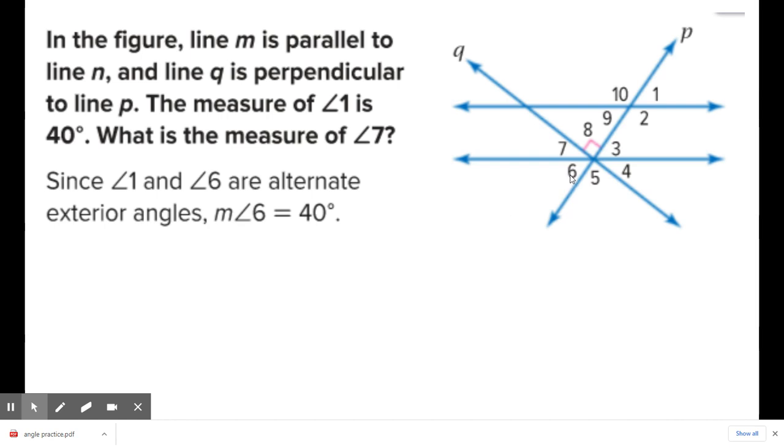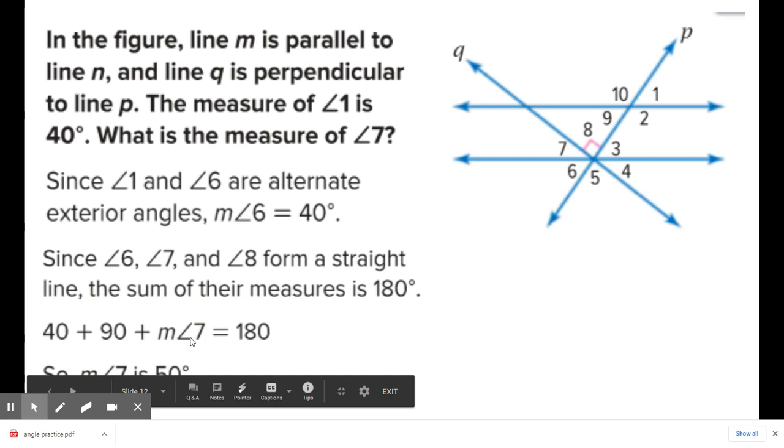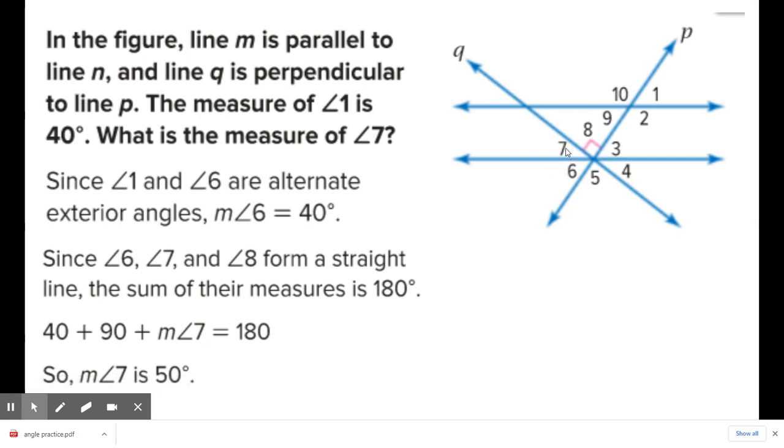Okay, if you know 6 is 40 and you know 8 is 90, they form a straight line. Therefore, 6, 7, and 8 have to add up to 180. You've got 40, you've got 90, plus whatever 7 is. 40 and 90, you get 130. 180 minus 130 equals 50, and that's what 7 is: 50.